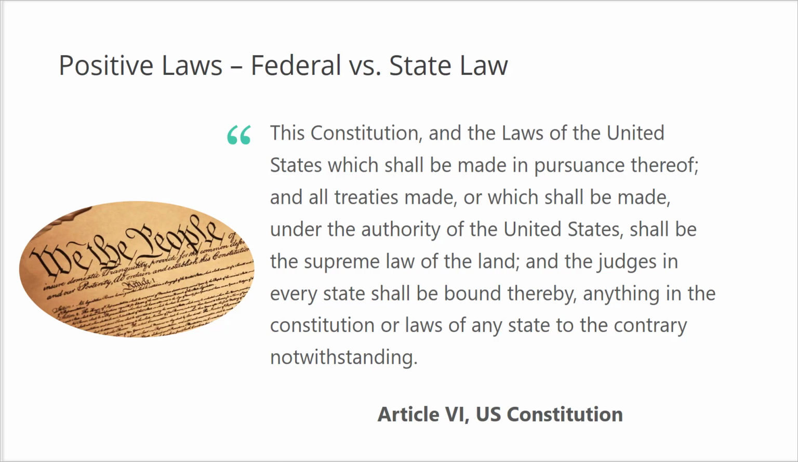What happens if there is a conflict between federal and state law? The answer to that question lies in Article 6 of the U.S. Constitution, the Federal Supremacy Clause. According to Article 6, federal law is the supreme law of the land. It is hierarchically higher than state law. Therefore, if there is a conflict between state law and federal law, federal law overrides state law.